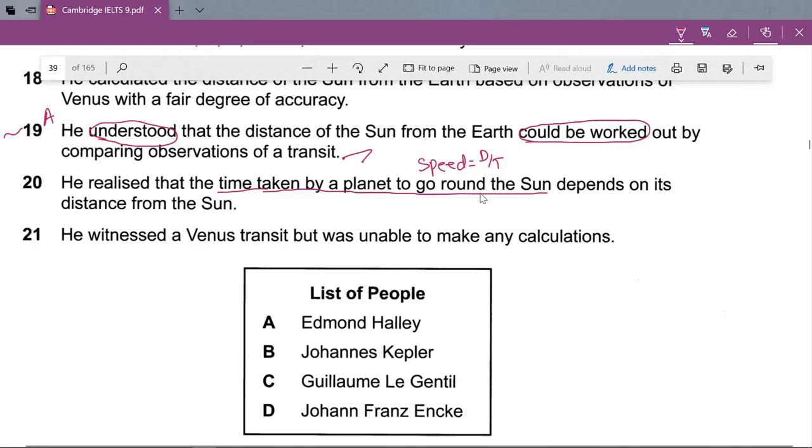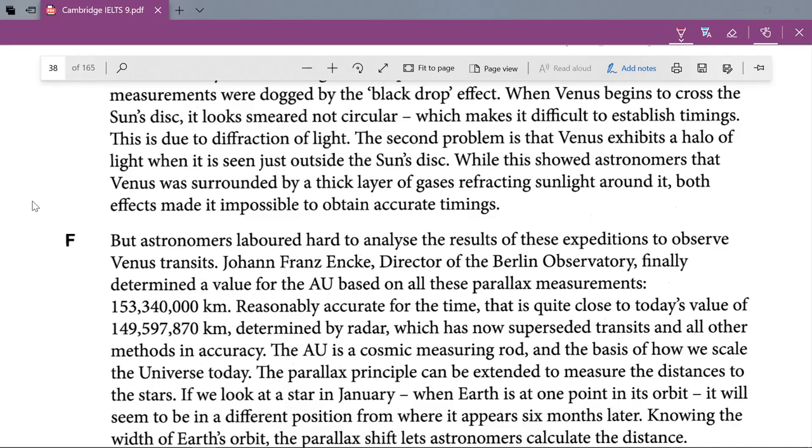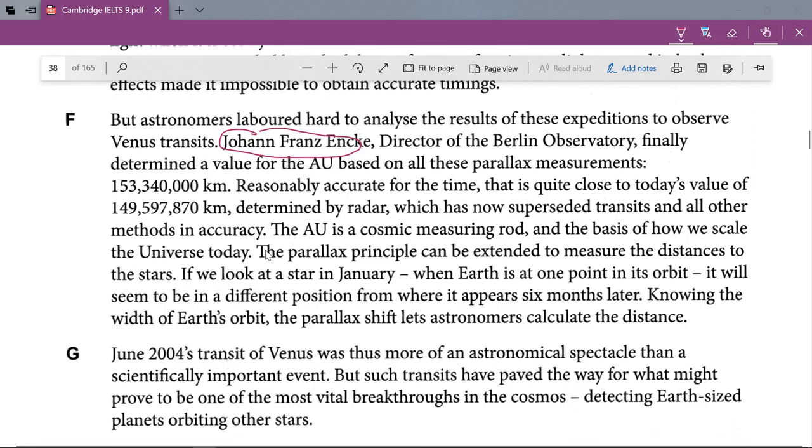Time taken by a planet to go around the Sun. Time taken to cover some distance. Isn't it speed? You remember, speed equals distance upon time. So time taken to cover a certain distance depends on its distance from the Sun. See, they are using all this mathematics here. Time taken by a planet to go around the Sun means the speed of the planet to revolve around the Sun depends on its distance from the Sun. So this is what this guy said. The answer to the 20th is B.